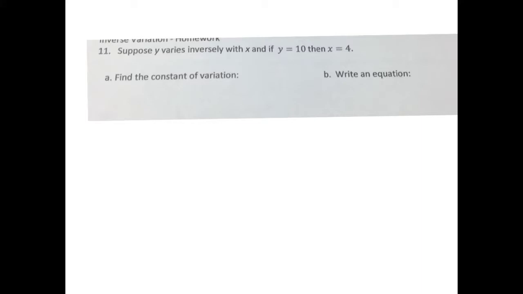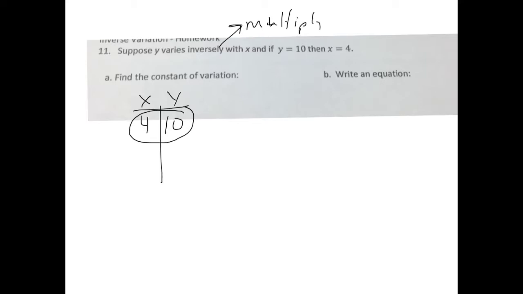Suppose y varies inversely with x, and you have y equal to 10 and x equal to 4. To find the constant of variation, it's best to make a table, x, y. You put your 4 here, your 10 here. Inverse is all about multiplying. So 4 times 10 is 40 for your constant of variation. So then our equation is 40 over x.